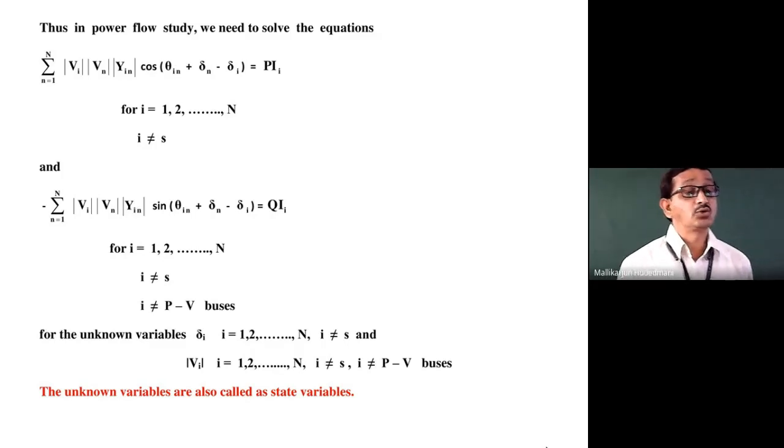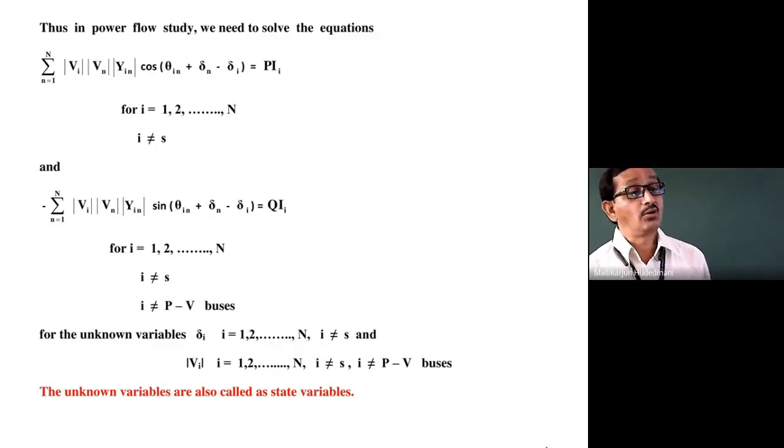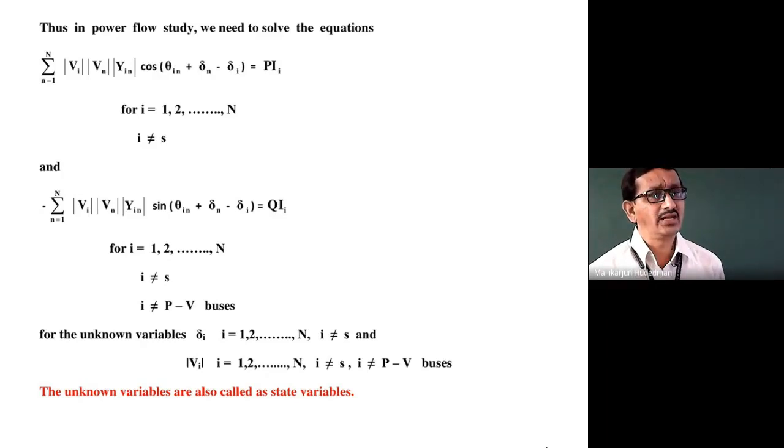This power flow study needs to solve the equations I was speaking of. I have to solve the PI equation, which has a cosine term on the LHS. What is that? Summation n equal to 1 to the last bus in the system, capital N, Vi, Vn, Yin, cos of theta in plus delta n minus delta i, which is nothing but the active power computed at bus i, Pi, for all i equal to 1 to the last bus number, not touching the slack bus.